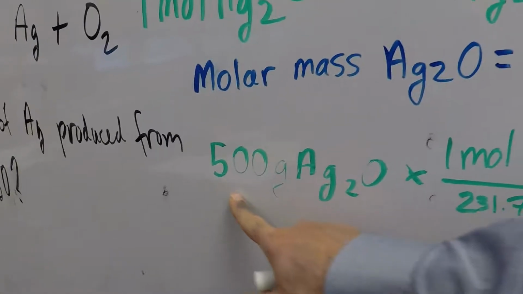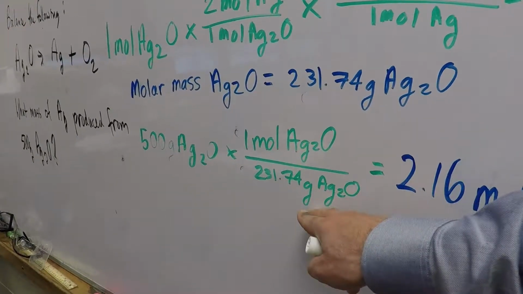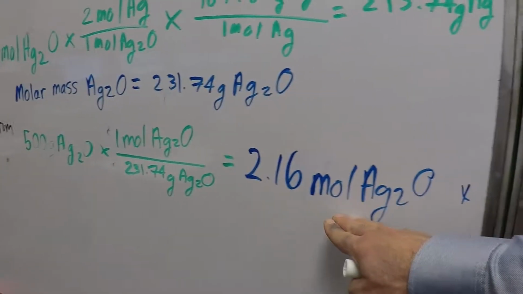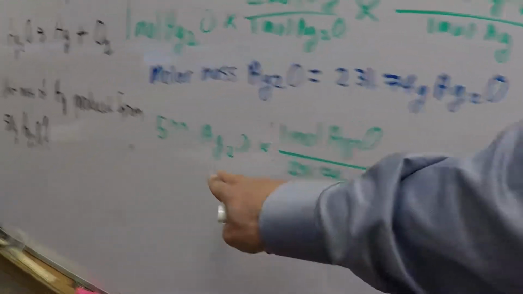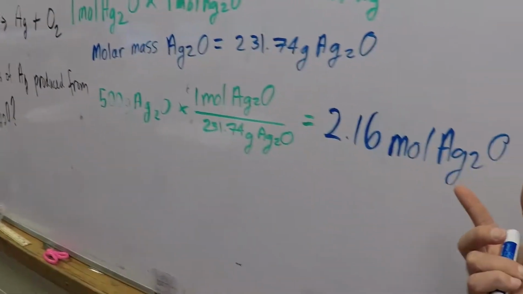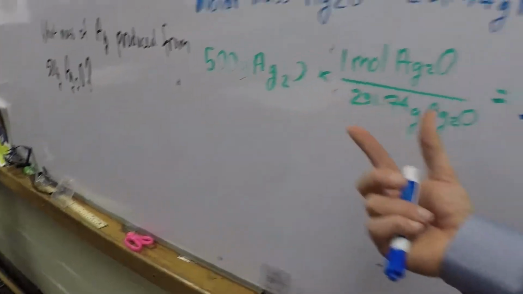Started off with 500 grams Ag2O, went to the periodic table, found the mass of Ag2O. So she now has 2.16 moles of Ag2O from the 500 grams. So all we did was convert 500 to a different unit, the mole. So these two numbers are actually the same thing.